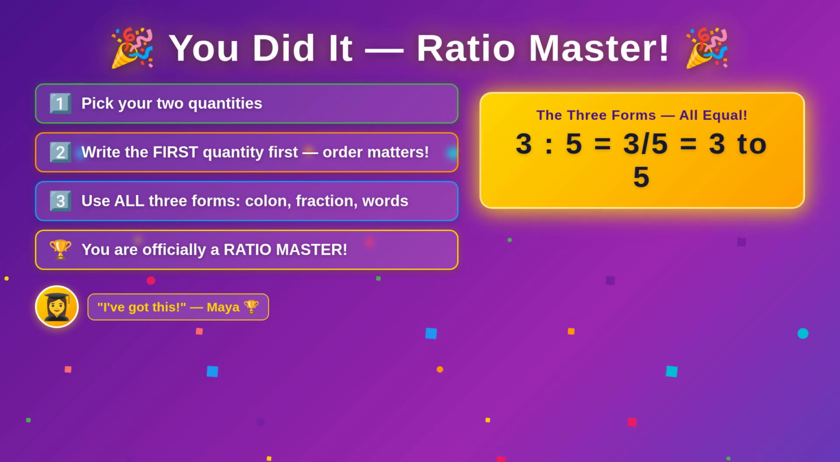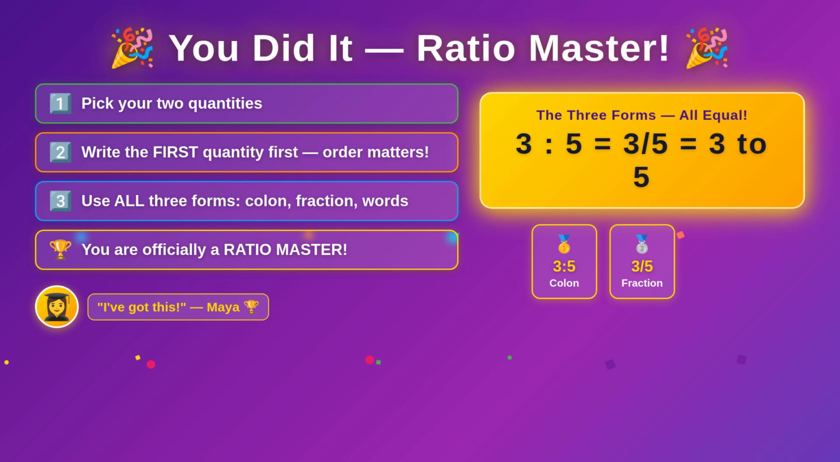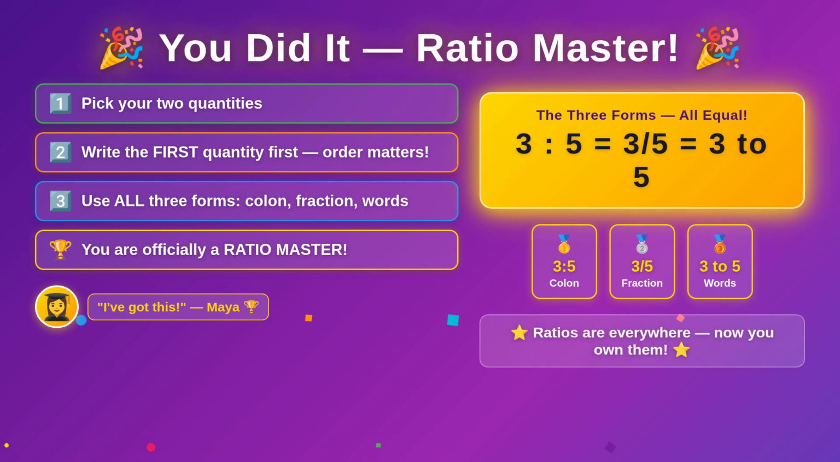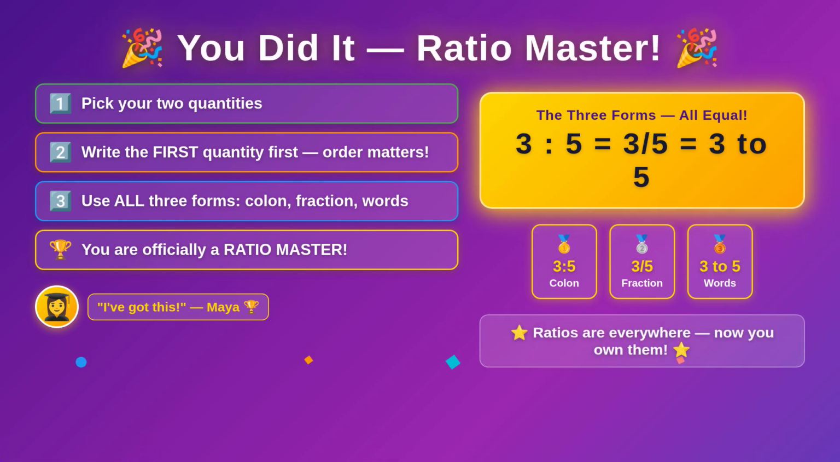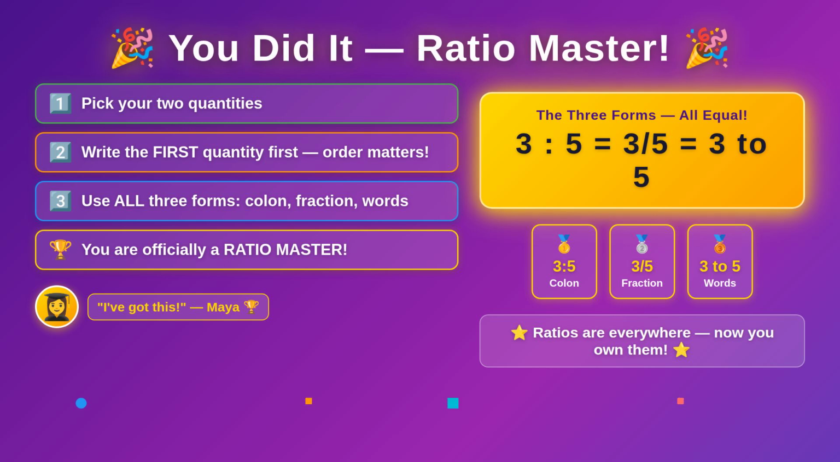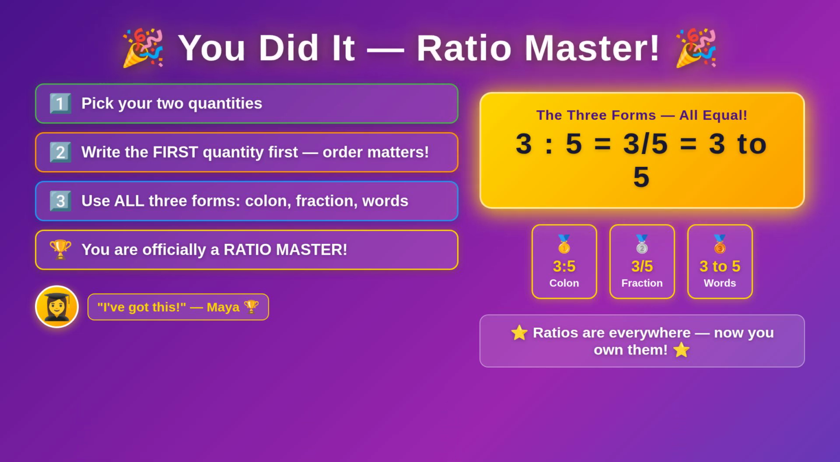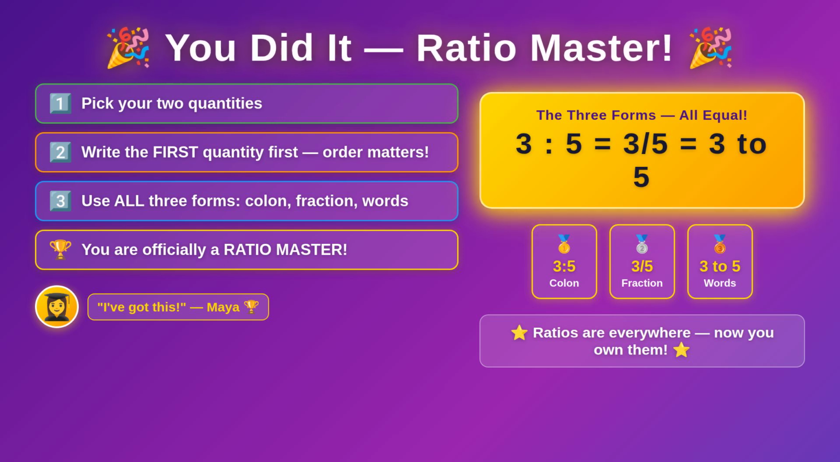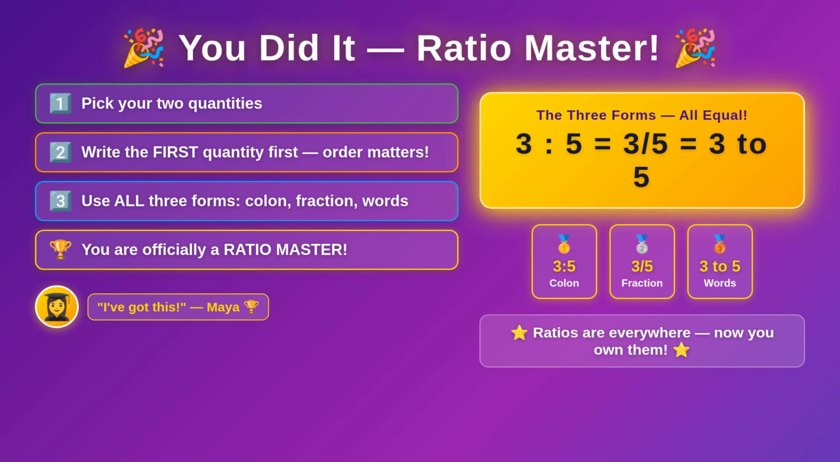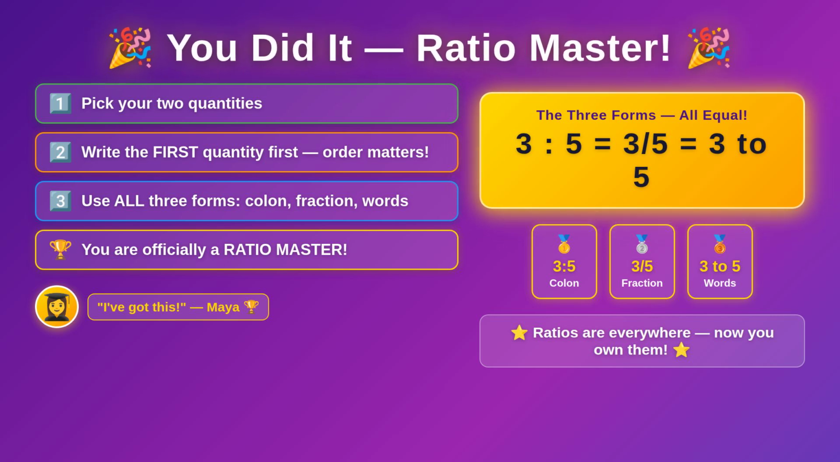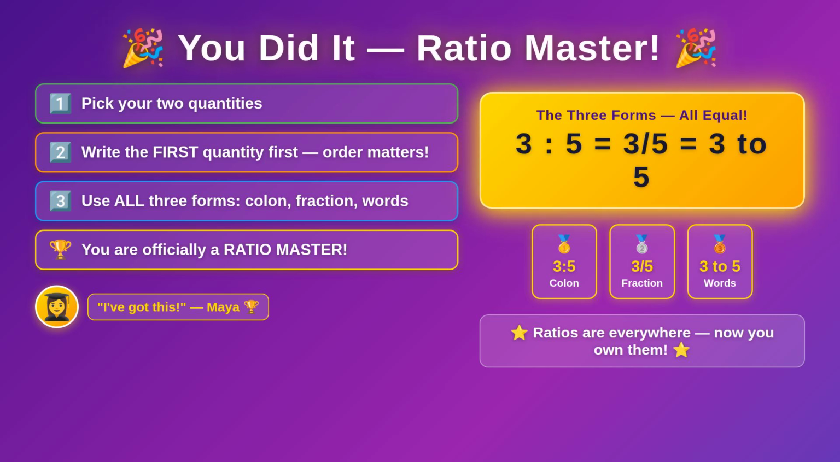Remember when Maya was staring at her notebook, totally stumped by write a ratio 3 ways? Look at her now. She knocked out every single example like a champ. And so did you. Here's your 3-step victory lap. Number 1, pick your 2 quantities. Number 2, write the first quantity first. Order matters. Number 3, use all 3 forms, colon, fraction, and words. You've learned one of the most powerful tools in 6th grade math. Ratios are everywhere, and now you can write them any way you want.